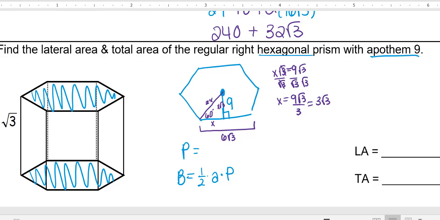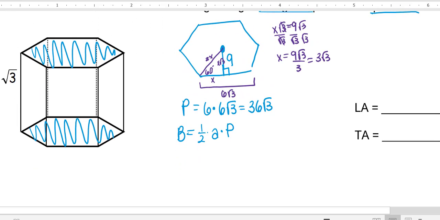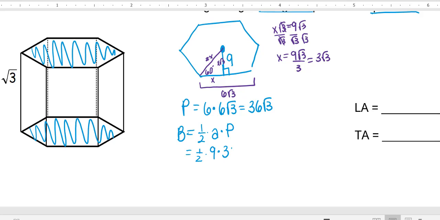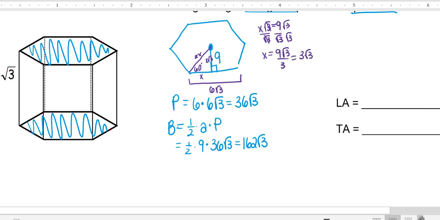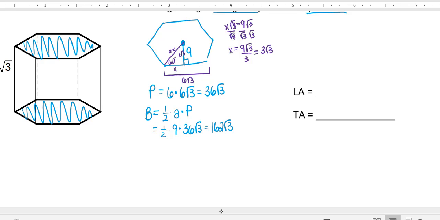I have 6 of those, so I can find my perimeter by taking 6 sides, multiplying by one of the lengths of those sides, 6 root 3. So my perimeter of that hexagon will be 36 root 3. That's what I'll also plug into my area of the base formula. I have my apothem of 9, and then I have my perimeter of that hexagon, 36 root 3. That simplified is 162 root 3. All right. Zooming back out, we're going to find our LA and then also TA.